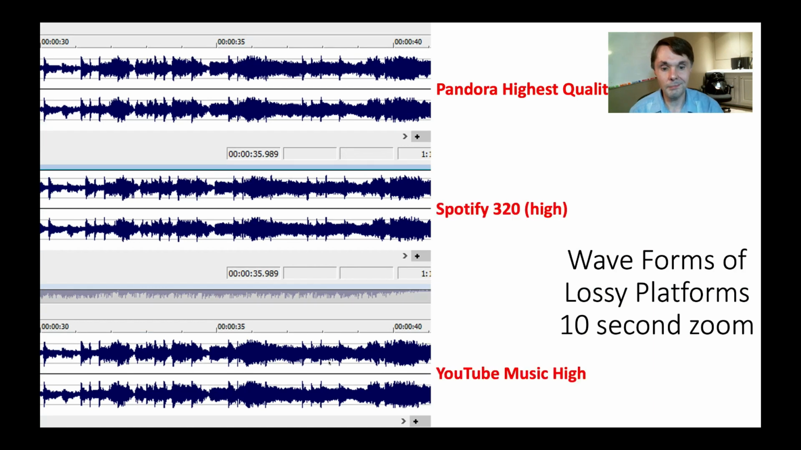So on our 10-second zoom, if we look at this single dimension, you'll notice this area here in the middle is kind of swollen. It's less swollen on the Spotify than it is on the YouTube. So really what we see or think we see right here is that our Spotify is potentially less compressed.